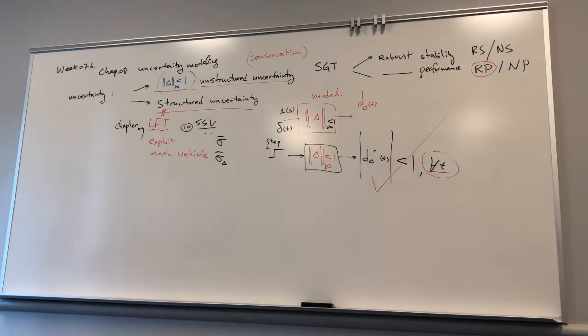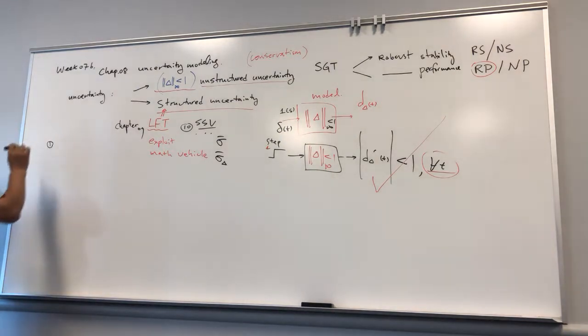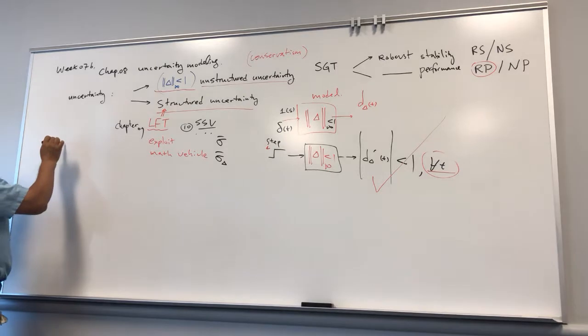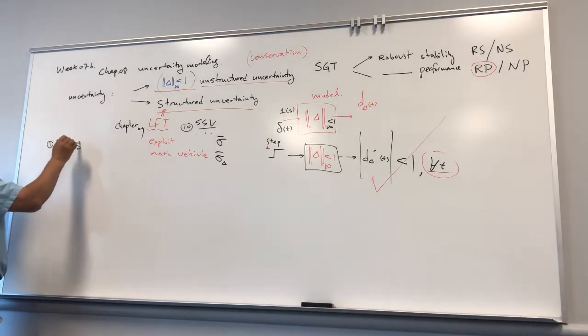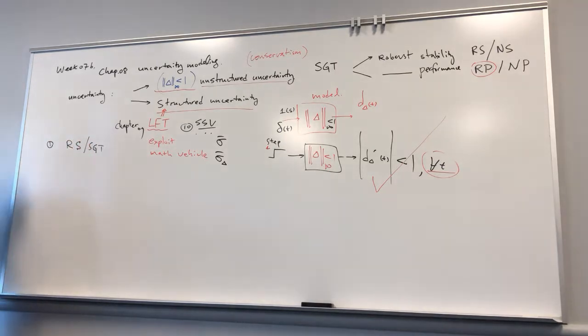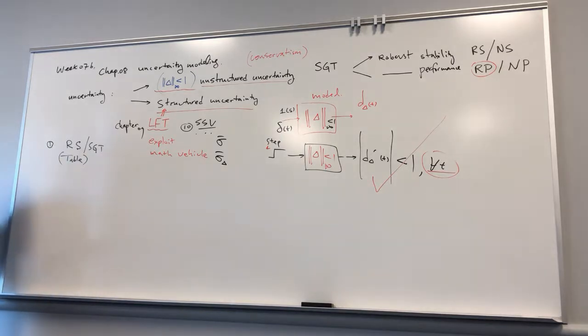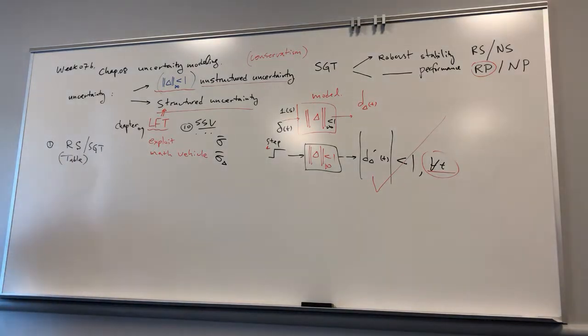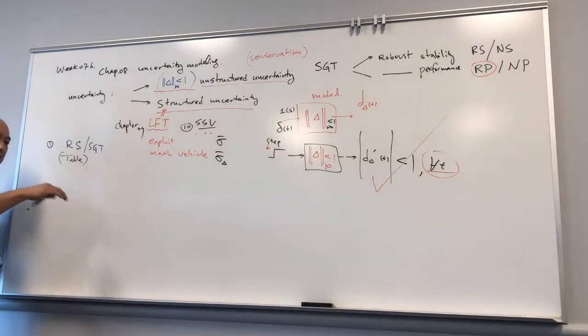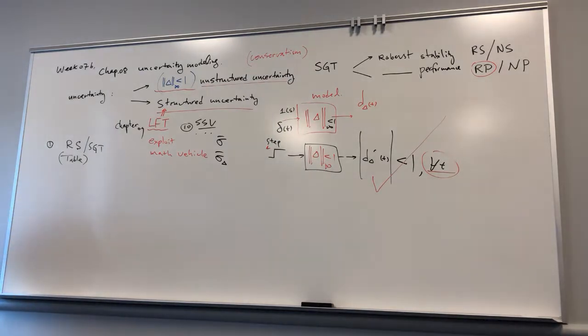So today I'm going to do 3 things. The first one is to quickly go through what we did about robust stability and the homogeneous theorem. Then there's also a table depending on where and how the uncertainty will enter into the system. On page 145 of the textbook there is a table. I think you should be able to derive that table yourself.